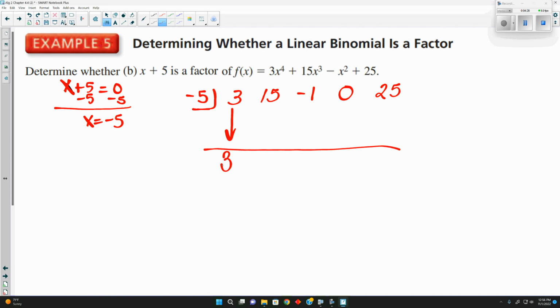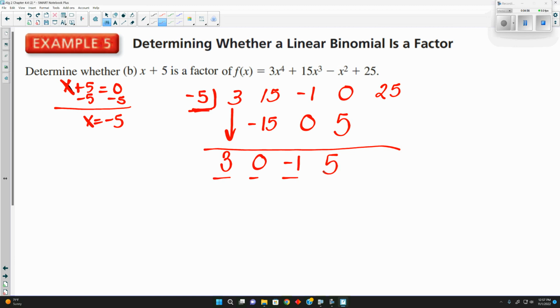We'll drop the first number down. Then we'll multiply. Negative 5 times 3 is negative 15. 15 plus negative 15 is. Then we'll multiply. Negative 5 times 0 is 0. Negative 1 plus 0 is negative 1. Then we'll do negative 5 times negative 1, which is positive 5. 0 plus 5 is.